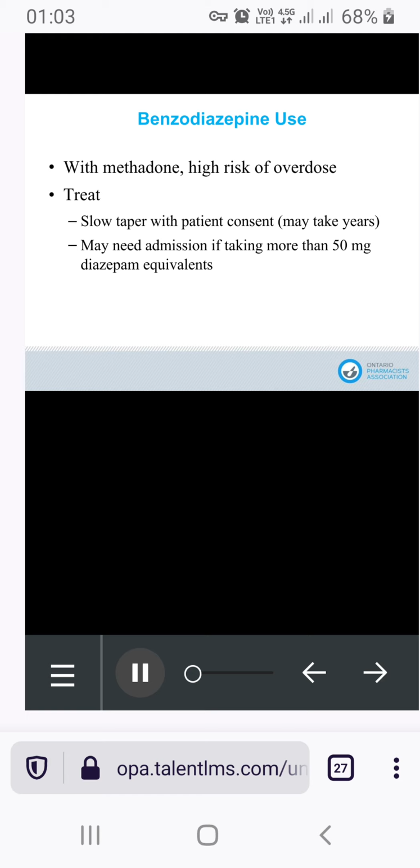Benzodiazepine use with methadone carries a high risk of overdose. Treat with a slow taper with patient consent. It may take years, and may need admission if taking more than 50 milligrams diazepam equivalent.